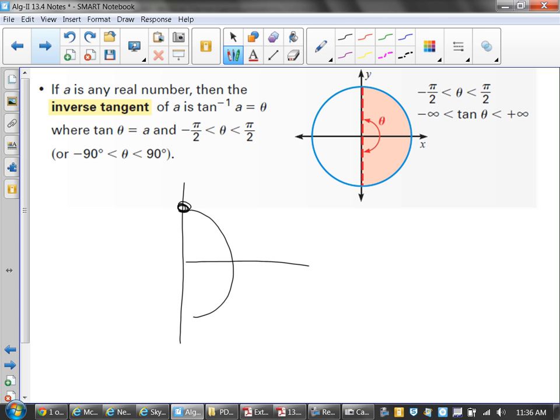What's the ordered pair right here? 0 and 1. The tangent at 0 and 1 would be 1 divided by 0. Do you agree? That's undefined, right? That's why it's between. It can never equal 90 degrees. It'll never equal pi over 2.